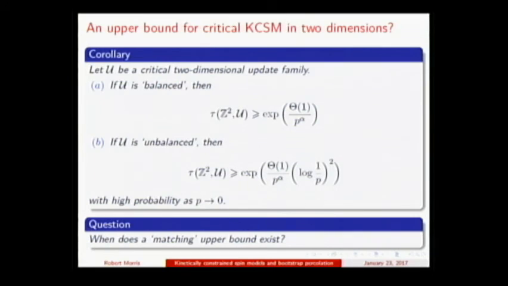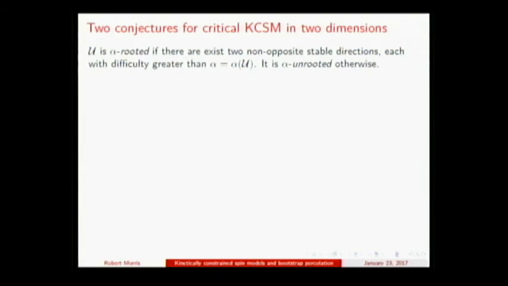So question, when does a matching or roughly matching upper bound exist? Does this really describe what's going on, or is it just completely missing the point? And the main thing that I want to tell you is these two conjectures, which aim to answer this question. So let me try to explain this definition.